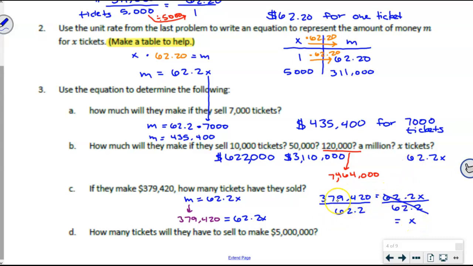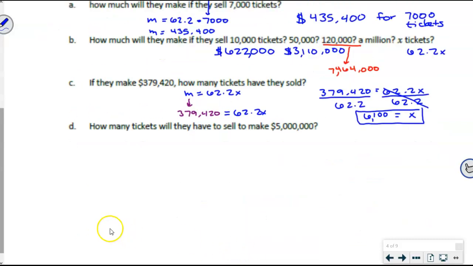is going to be, I need some help here. What is 379,420 divided by 62.2? Joshua, do you have that calculated for me? Yeah, 6,100 tickets. Nicely done. So again, make sure we're paying attention to what values they're giving us and where they belong in the equation. That's going to be really important here.